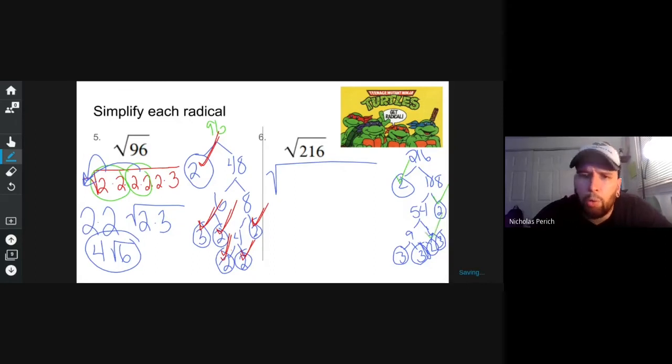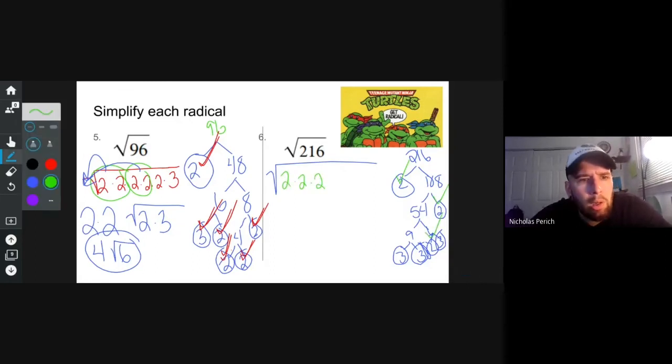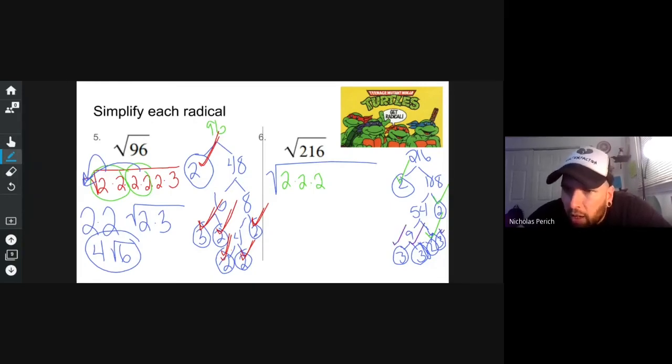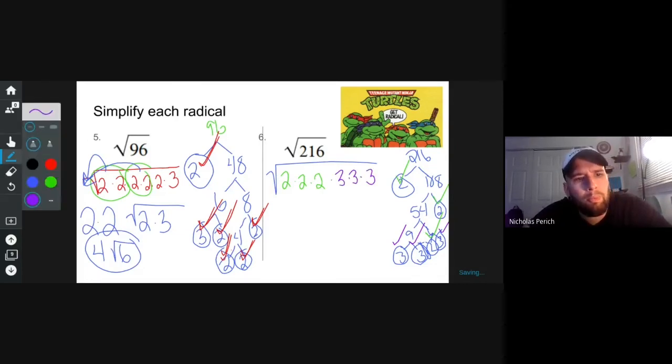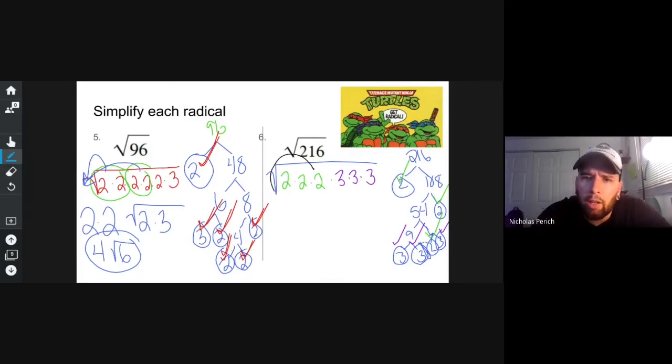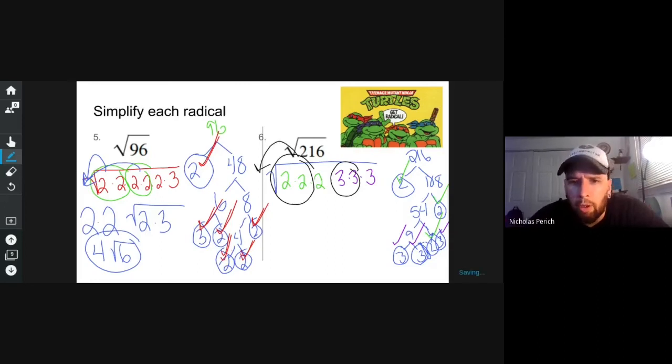So 216, written in order, is 2 times 2 times 2 times 3 times 3 times 3. Circle all the identical pairs. You're an identical pair. The 2 is not because it's left over. You're an identical pair. That 3 is not because that's left over.